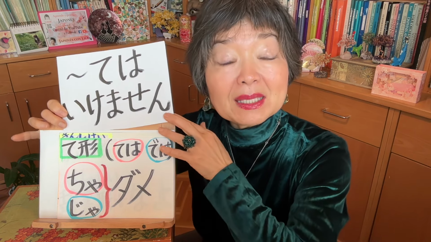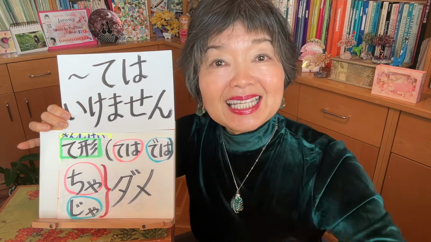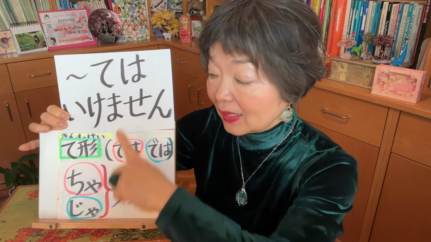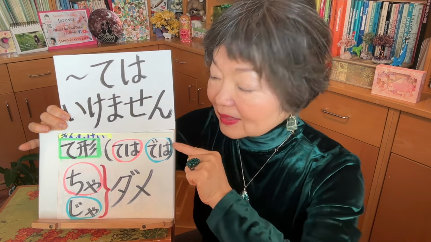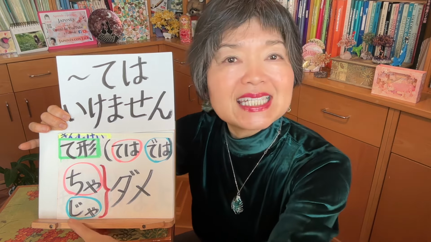Also, we can use the te form of the verb, then we can say te wa ikemasen. You shouldn't do it. If you want to speak in a more casual way, then we can omit kudasai. Naide. We can make this sentence te wa ikemasen quite formal, and if we want to say it in an informal and casual way, then this part, te wa, changes to cha dame. And when the te form is de, then de wa changes to ja dame.